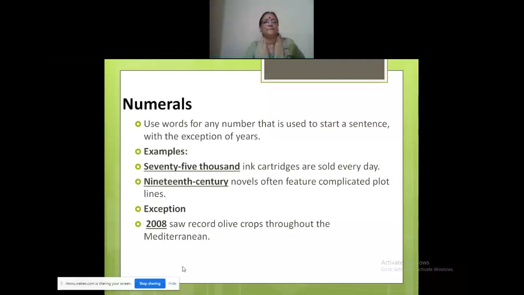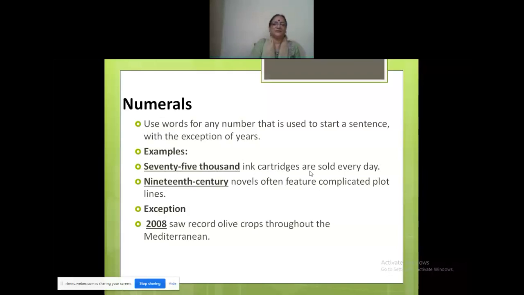Then when you are starting a sentence, you can use words, but the exception is year, ईयर के लिए आप वर्ड्स में नहीं लिखेंगे. ईयर के लिए नहीं लिखेंगे, बाकी जगह पे आप लिख सकते हैं in words.